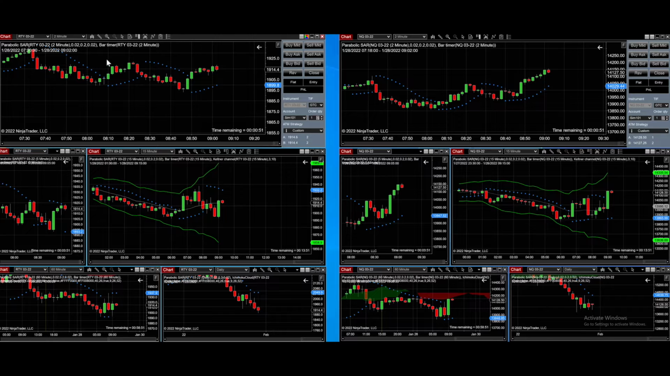So here's what I have. On the left side here, I have the Russell contract, and very similar to how I had it in TradeStation, I have a bunch of different time frames. So I can do multi-time frame analysis with 2-minute, 5-minute, 15-minute, 60-minute, and the daily. And then on the right here is the NASDAQ, same time frames.